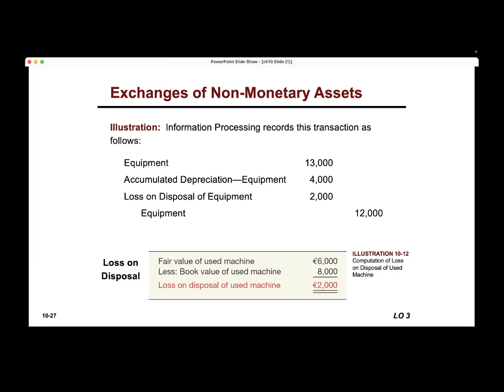Now we also need to show that the company got rid of, or disposed of, the old equipment, which was originally worth 12,000. So we remove the amount from equipment. That's why we credit equipment, and this refers to the old equipment of 12,000. And lastly, we have a cash payment of 7,000, which is the amount information processing paid to cover the difference after the trade-in. That's why we have cash on the credit side of 7,000.